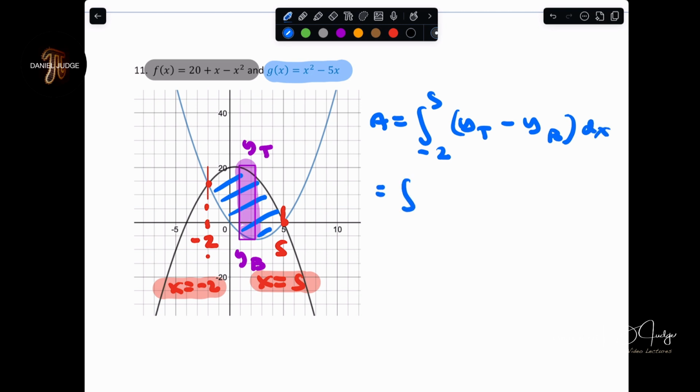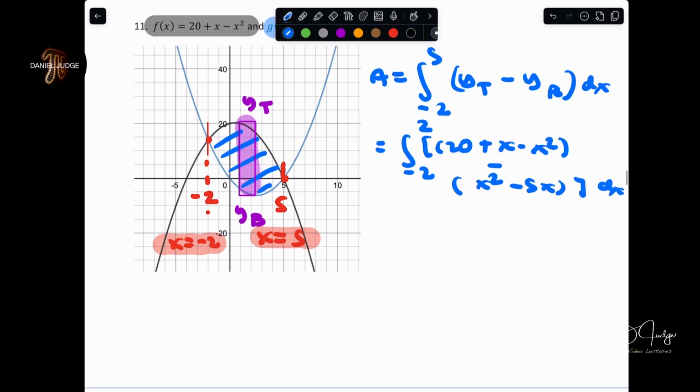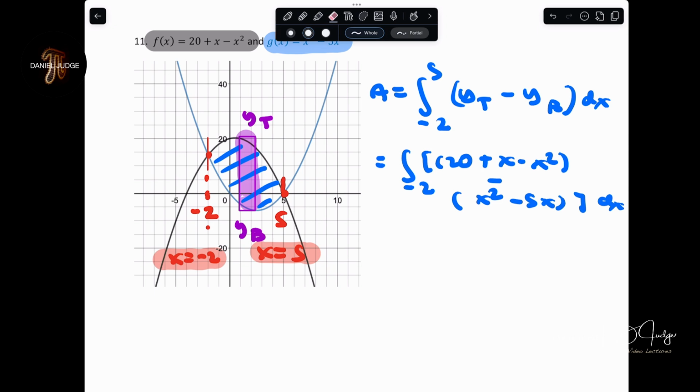Okay, so the top curve again, parabola opening down, that's 20 plus x minus x squared, minus, down here, the parabola opening up, which is x squared minus 5x. Okay, we're going to put that dx here. And that's a 5.